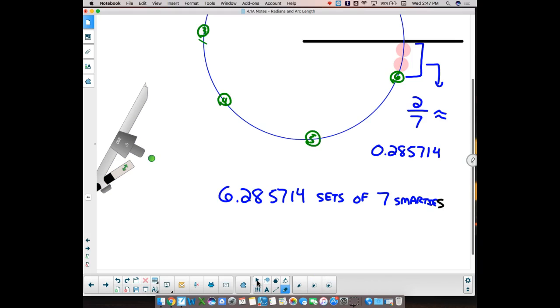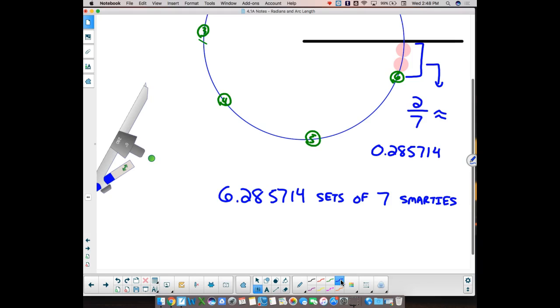Oops. That should be red or blue. Now I'm just going to erase the whole thing. 6.28. Where have I seen that before? It's like 2 times pi, right?